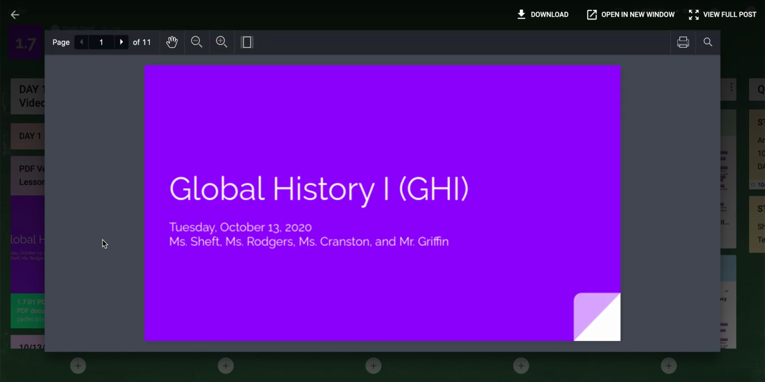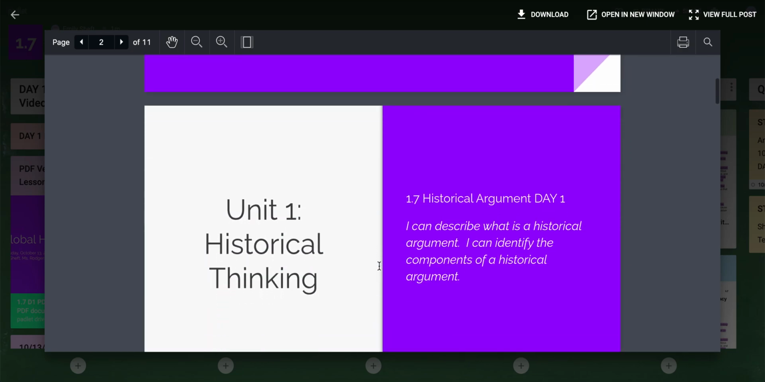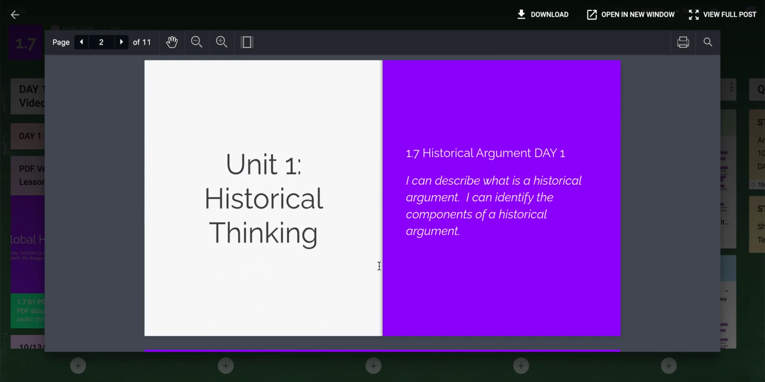It is Tuesday, October 13th, 2020, and welcome to Global History. So, we are now on to our seventh lesson of Unit 1, which is historical argument. And our objective for today is I can describe what is a historical argument and I can identify the components of a historical argument.